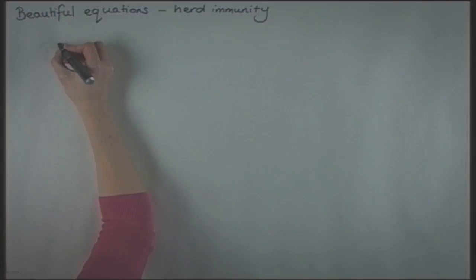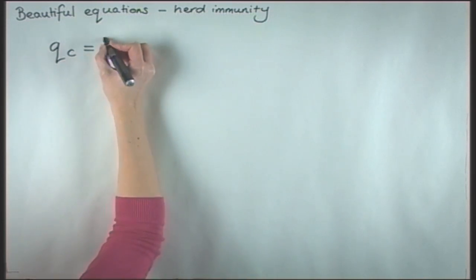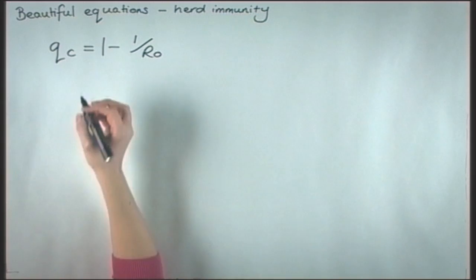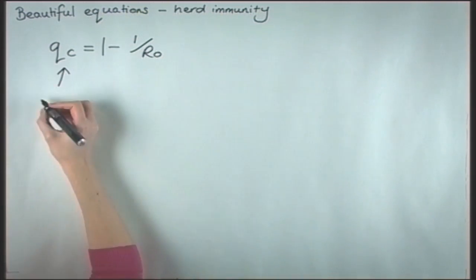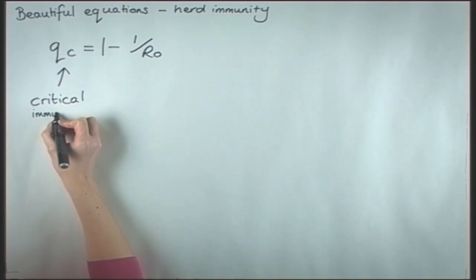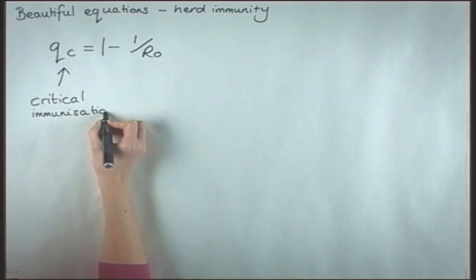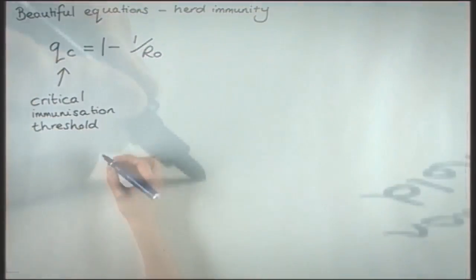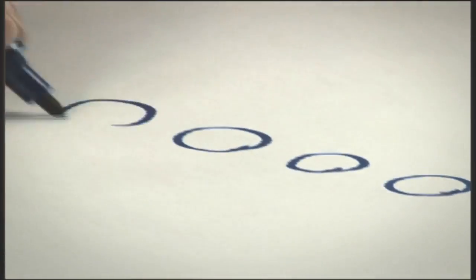The equation looks like this. Beginning with the left-hand side, QC represents a value known as the critical immunisation threshold. Let's imagine a population of people. Imagine many people in this population have been immunised against a disease.